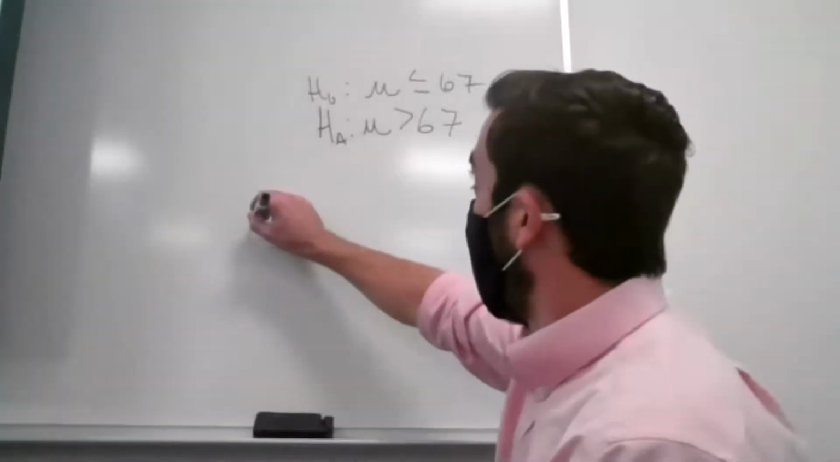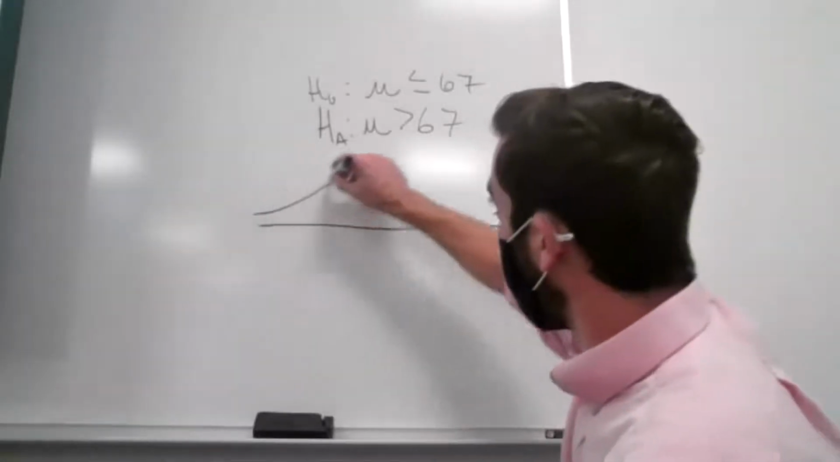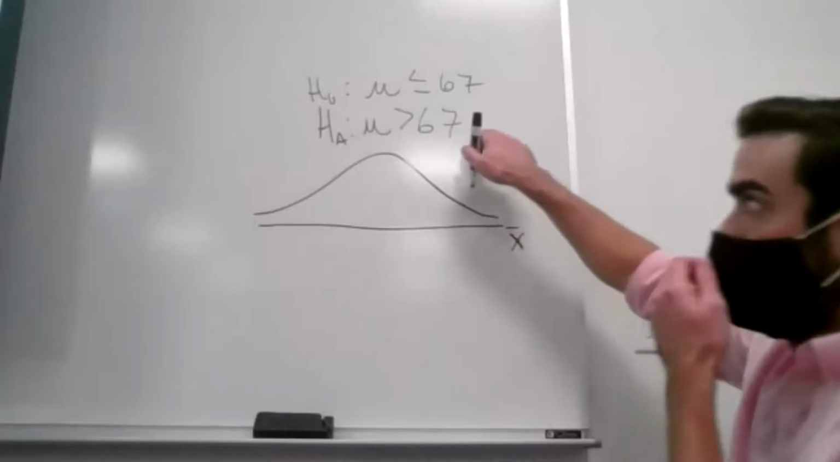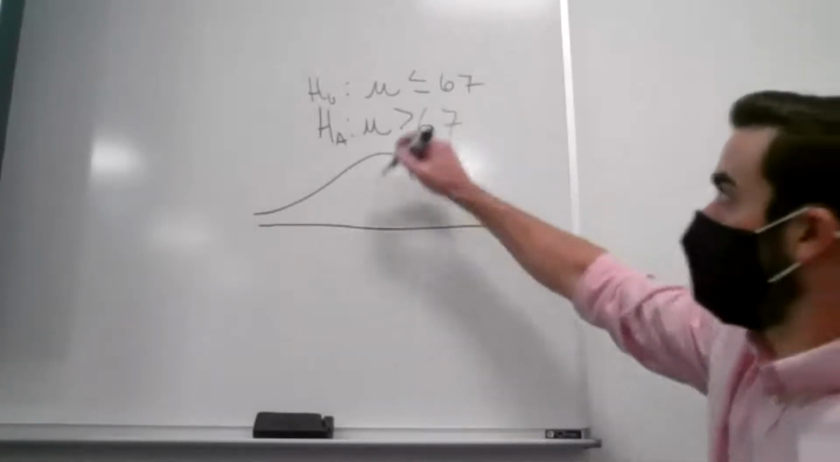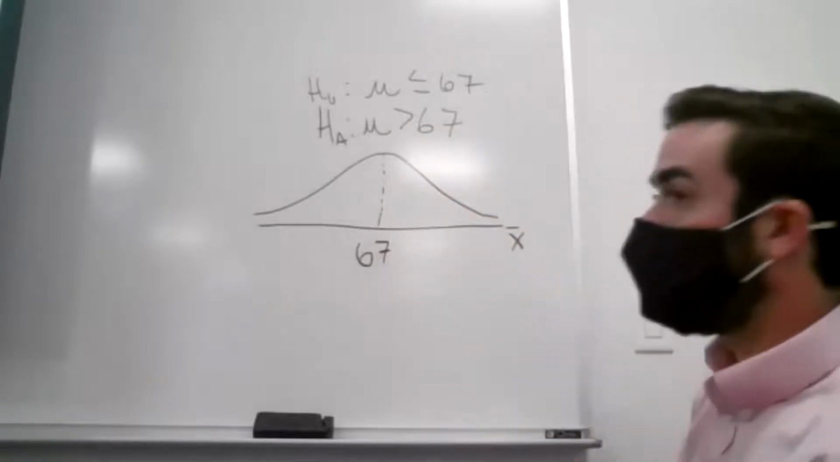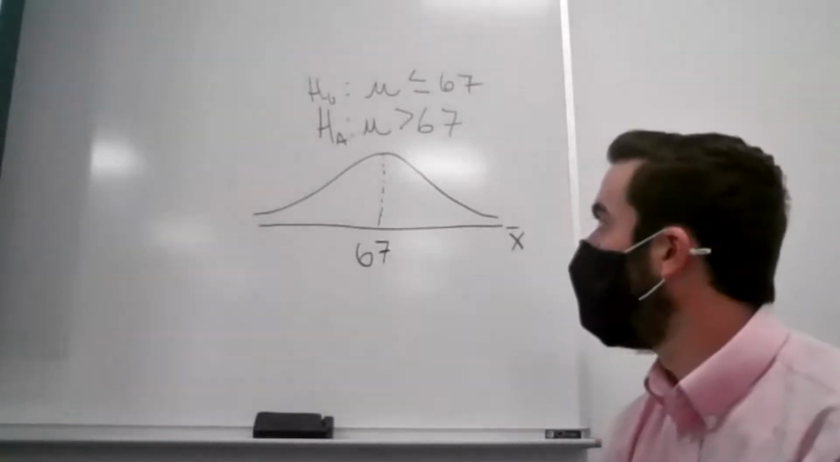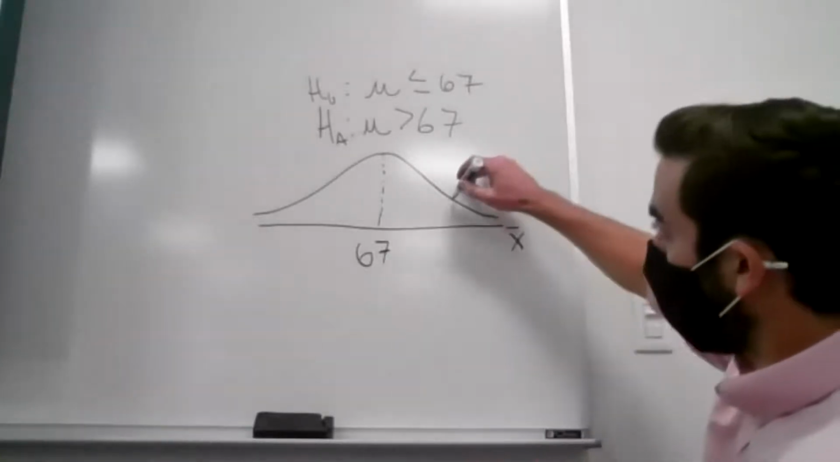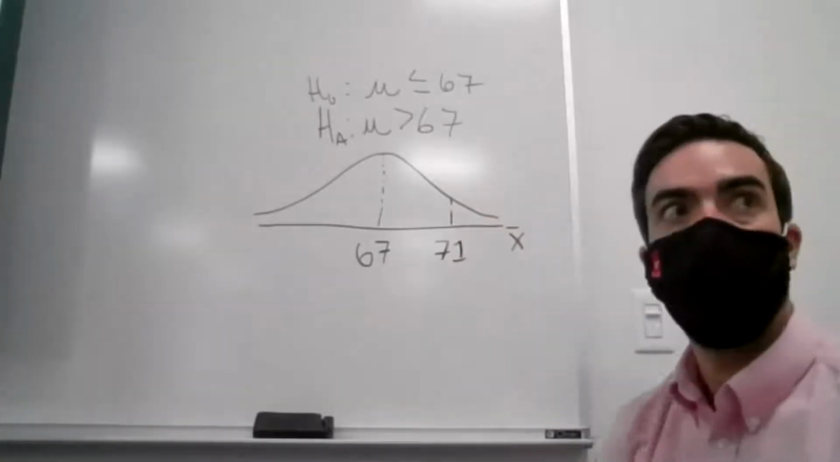So what we know is, if we look at these sample means, if we're assuming this value of 67 is the lowest value in that range, we'll assume that the true mean is 67. Our sample mean should be normally distributed around that value. Okay? Now we saw a sample mean of 71, right?